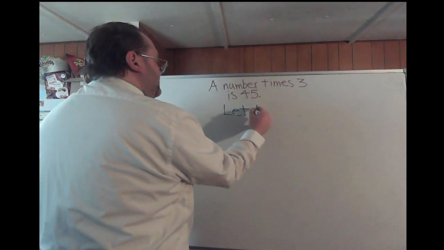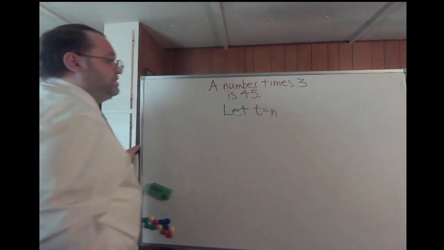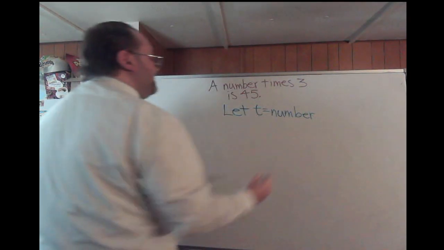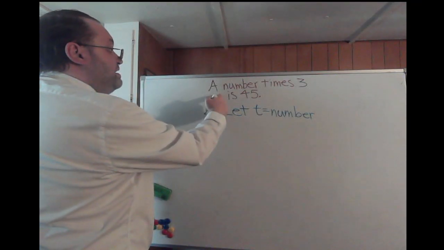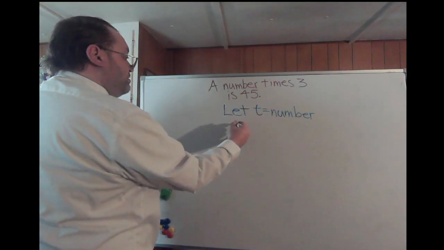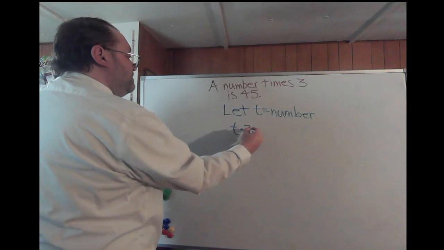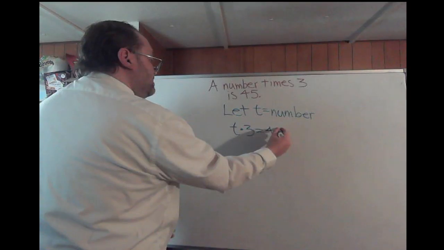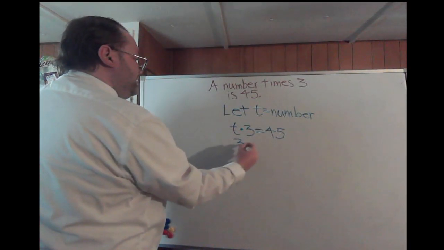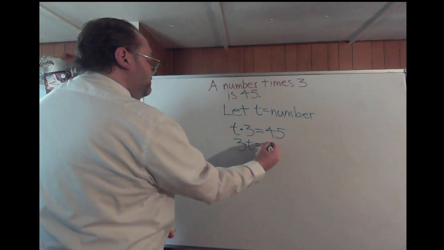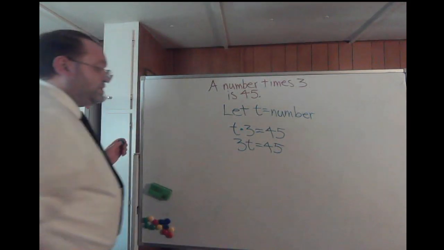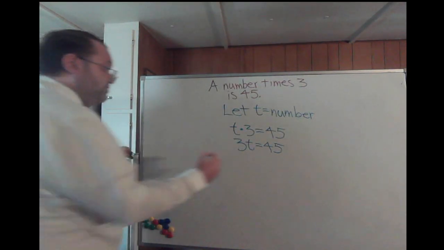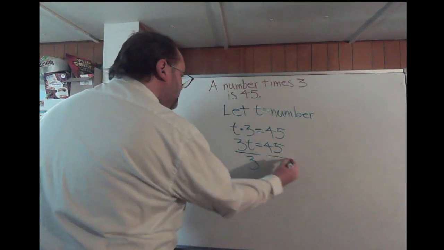why don't we let t equal the number? We'll have t equal the number. I like that idea. So we have a number times 3. So that number times 3 means equal to 45. Well, t times 3, that's just 3t. That would still be equal to 45. Well, now, of course, the goal is we want to get t by itself, so we have to divide both sides by 3. Let's go ahead and do that here.